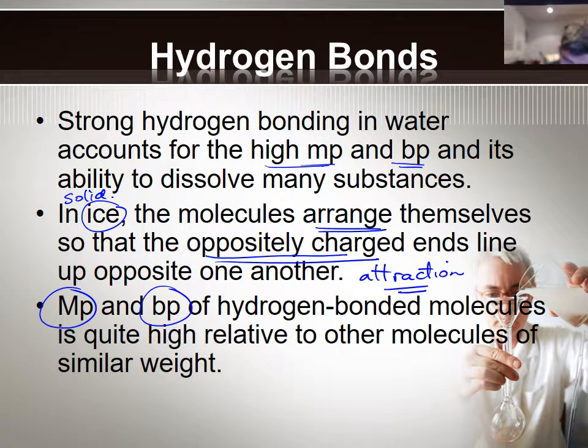Hydrogen bonding is such a strong type of bonding between molecules that it raises the melting and boiling points of those hydrogen bonded molecules. It is harder for them to be separated from one another, and therefore more energy is required, and more energy is more heat. Higher melting and boiling points are the result.